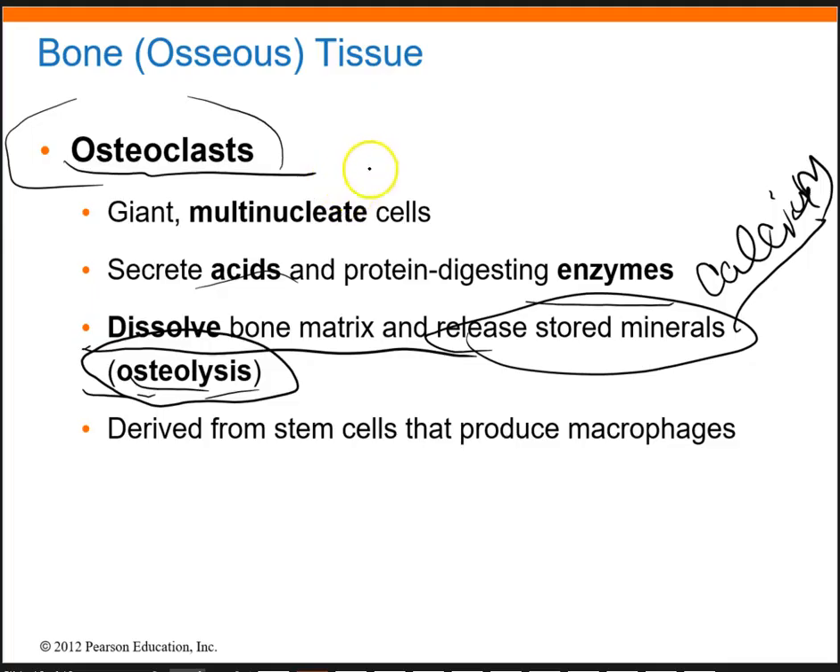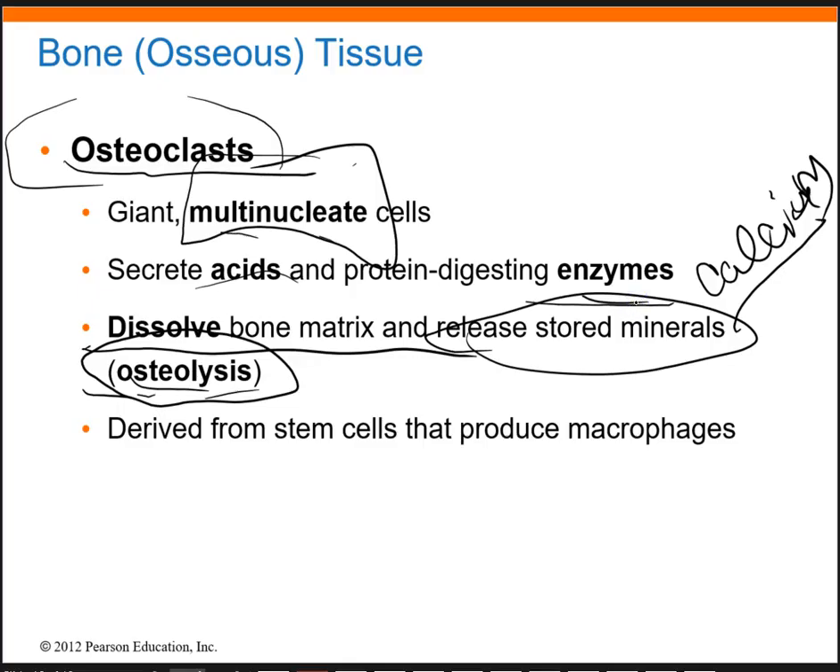Osteoclasts are really big multinucleate cells. Multinucleate meaning one cell has many nuclei. Most of our cells have one nucleus, but these cells have a lot of nuclei. And that's important. That helps them produce all of these enzymes really, really rapidly.